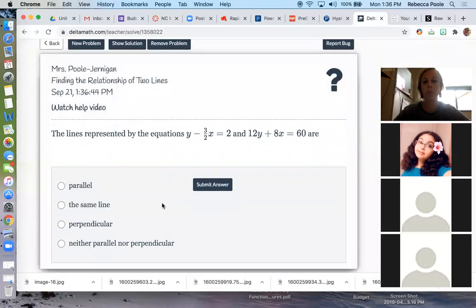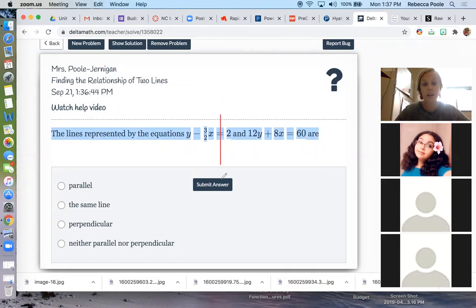Here's another parallel perpendicular. How can I tell if two lines are parallel or perpendicular? What do I have to look at? The slope. The slope and the y-intercept. Good. So are either of these in y equals? No. So first thing we have to do, we have to get both of these in y equals, right? That's the second time today I've done that. I need to get this one in y equals, and I need to get this one in y equals.